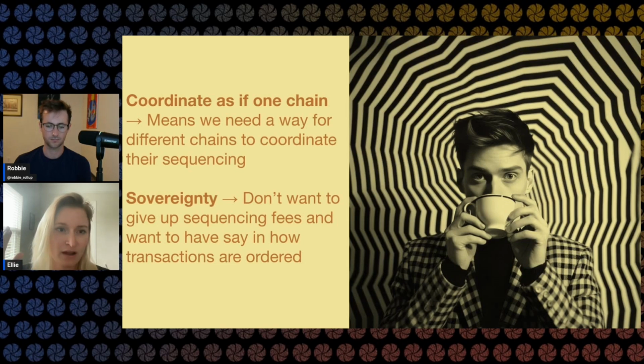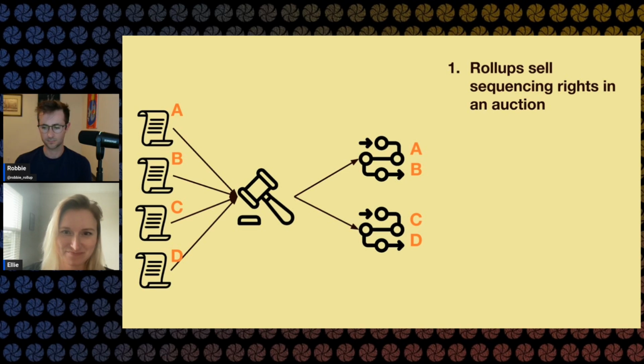So we want to enable this coordination without forcing rollups to give up their sovereignty. And so this is where the marketplace comes in. I'm going to go through how the marketplace works at a high level. So we have these rollups, A, B, C, and D on the left side, and they are going to sell their sequencing rights to the Espresso marketplace.